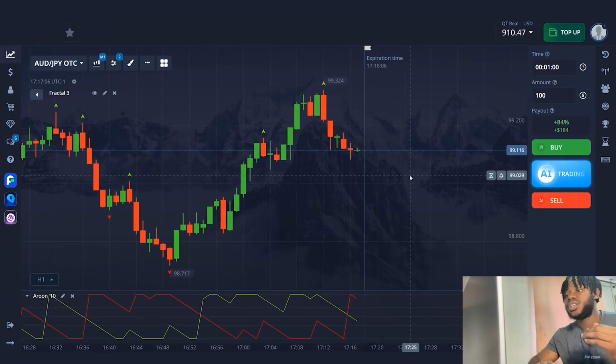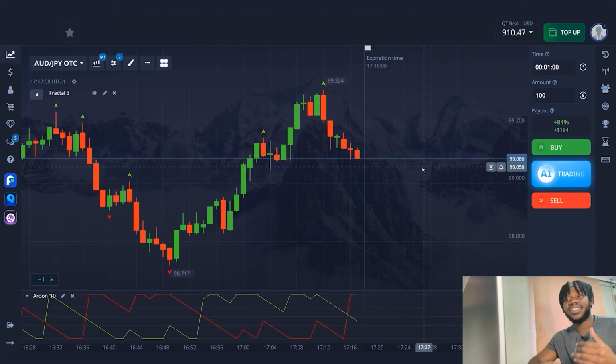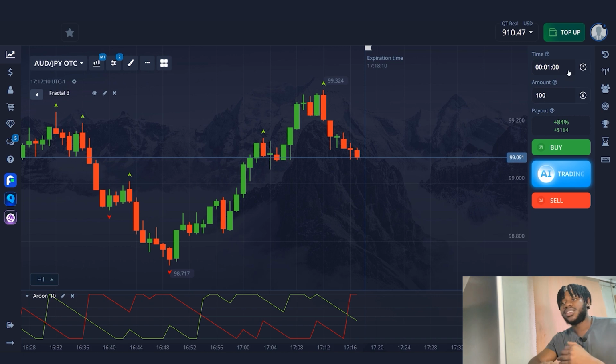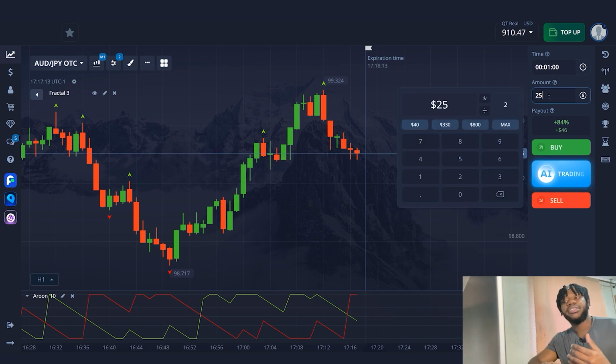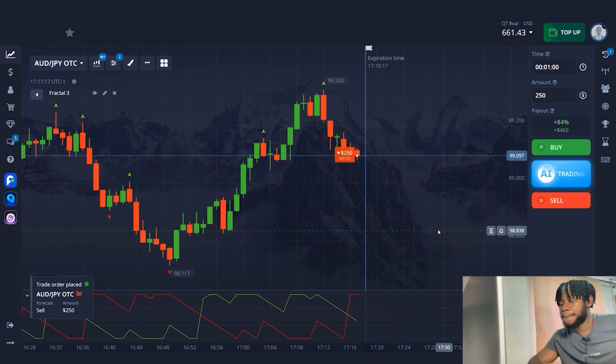I'll start working with the chosen situation. Let's open a trade. I'll set the trade time to 1 minute, starting with an amount of $250. My forecast is that the price will decrease. We are opening a trade.